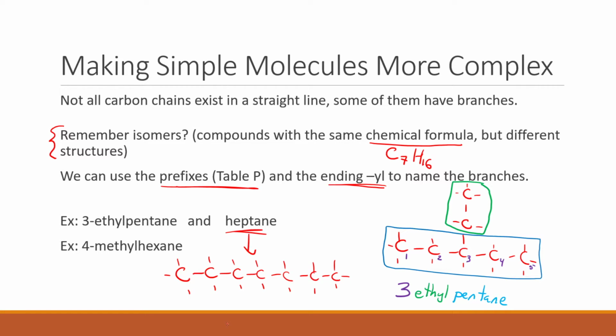So, when we look at heptane and 3-ethylpentane, these things are isomers of each other. Right? They have the same formula. They are both C7H16, but drawing it like heptane is very different than drawing it like 3-ethylpentane. Right? 7 in a row is different from 5 in a row with 2 offshooting.